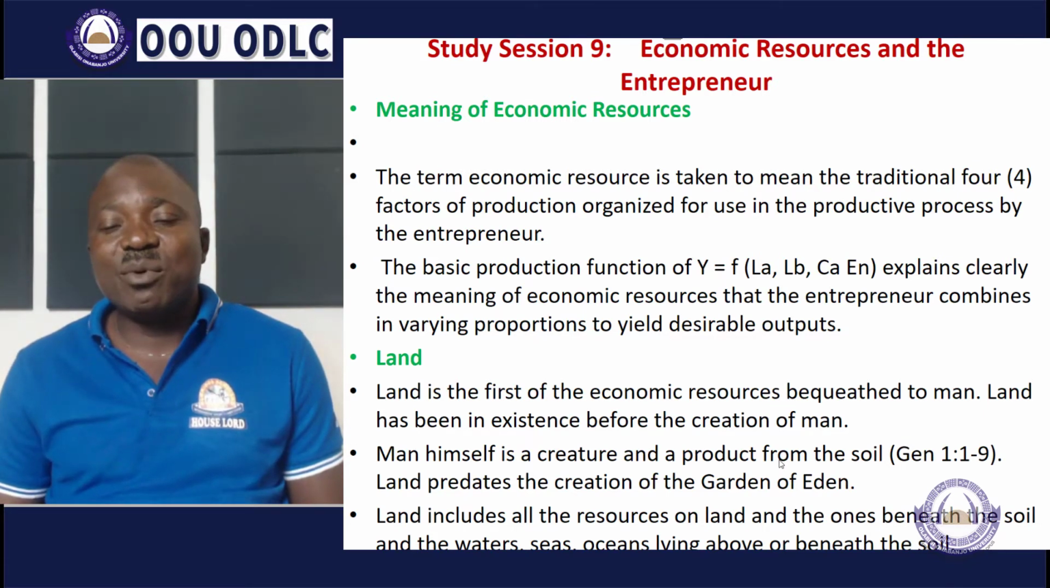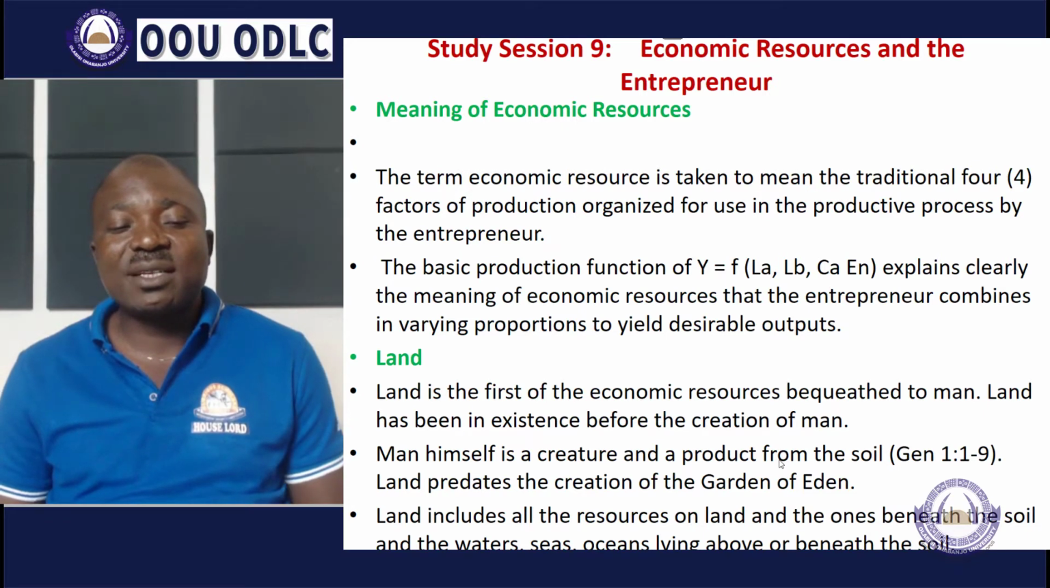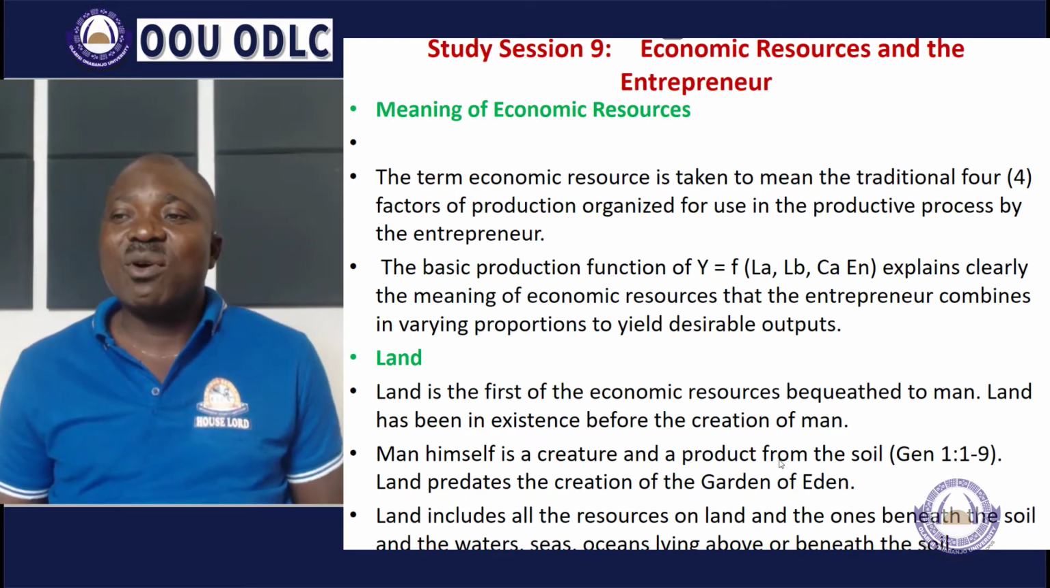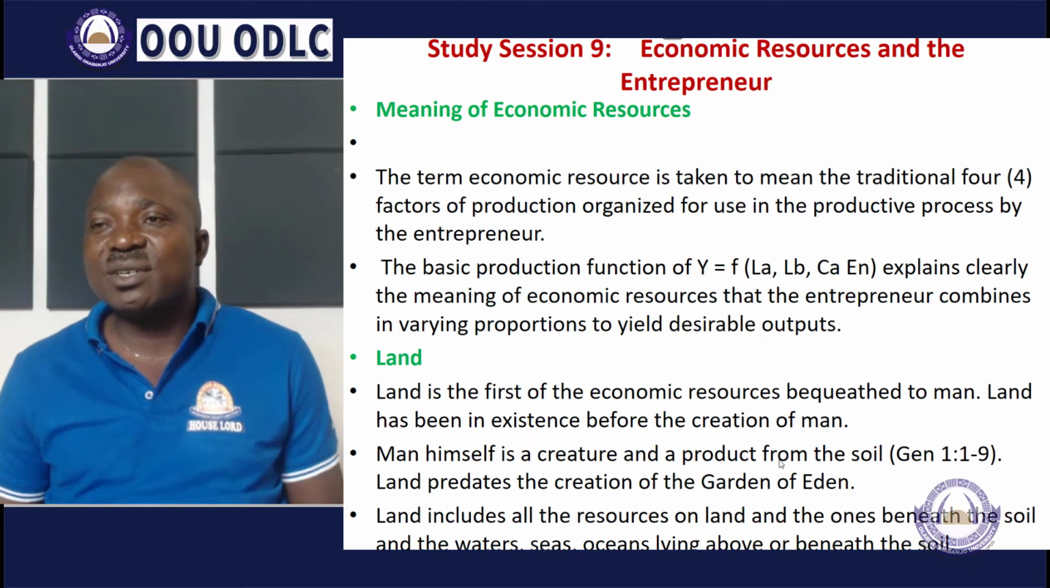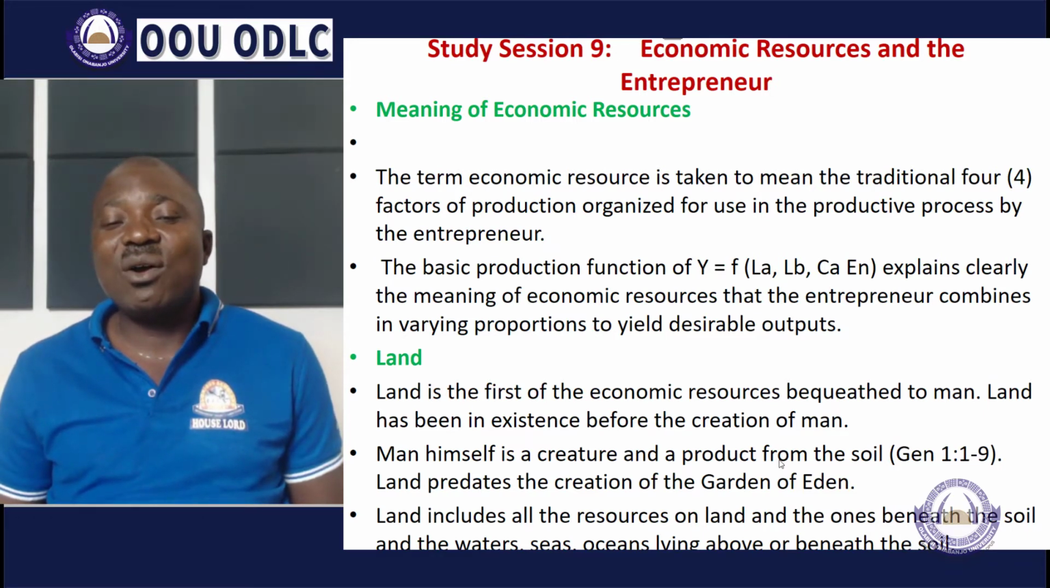If we check the Bible, King James Version or any other version, beginning from the book of Genesis, particularly chapter 1, if you read through verses 1 to 9, you will affirm and agree with me that land predates the creation of man, and it predates even the creation of the Garden of Eden. Land has been in existence before human beings and all other creatures in the garden were created. Before the birds, the animals, the oxen, the sheep, camels, and all other inhabitants that were sojourning in the Garden of Eden were created, God had created land. So land has been in existence from time immemorial.